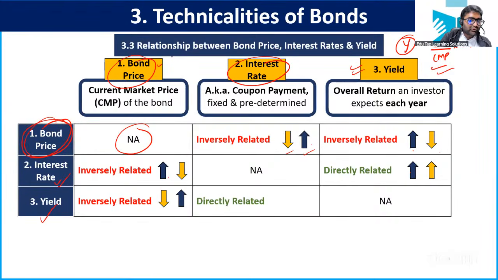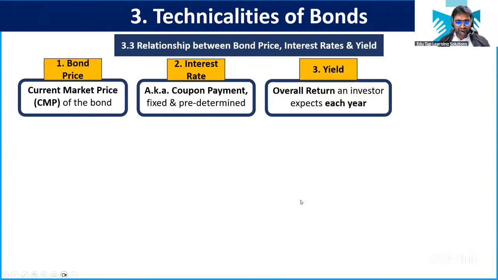Here yield and bond price again have an inverse relationship. One increases, other decreases, while on the other hand the yield and the interest rate again have a direct relationship. Are you able to visualize? Is this entire table clear to you? If CMP will be high, can we sell the bond at premium? Yes, that is what we are doing. If the CMP is high, that means we are selling the bond at premium.